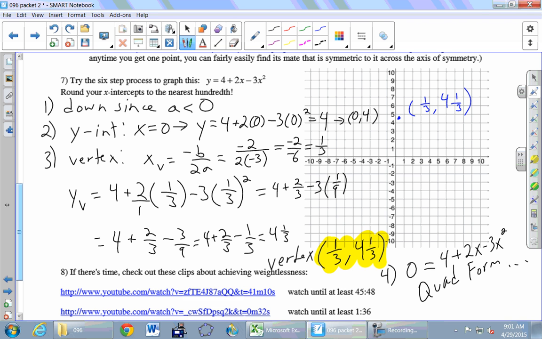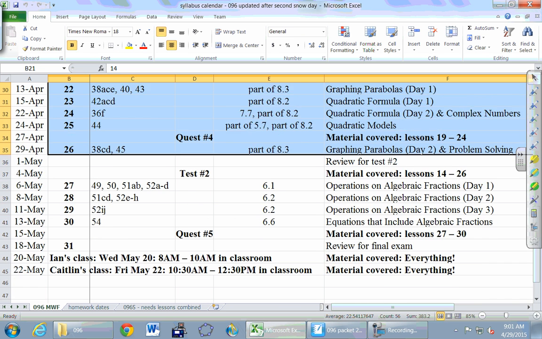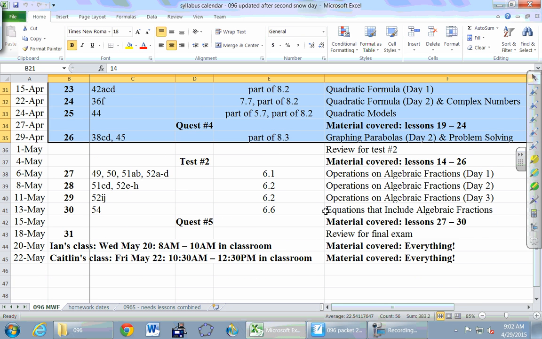Okay, so before we jump to the activity 2 pages from now, I just wanted to check in with you guys about the rest of the semester. So let me pull the calendar up here. We just had quest number 4. Like I said, I'll hand the quest back at the end of class today. The median grade on the quest was a 71. That means half of you did better than 71 and half of you did lower than 71.